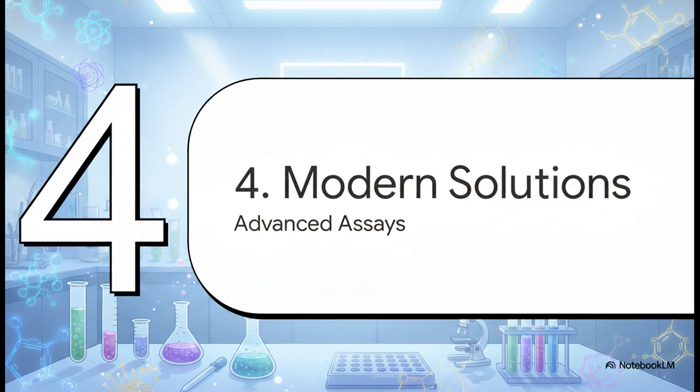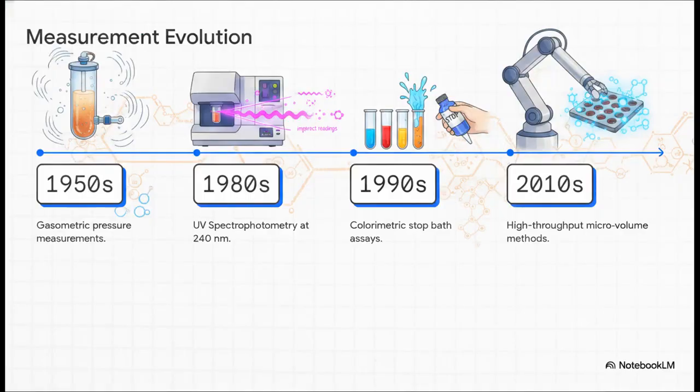Faced with this wall of measurement issues, analytical chemists had to engineer some truly ingenious solutions to perfect the catalase activity assay. Looking at this measurement evolution, we've transitioned from those clunky physical pressure tubes to super imperfect UV light readings and finally arrived at brilliant chemical stop baths and high-throughput microvolume assays.